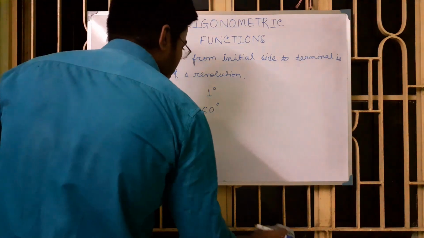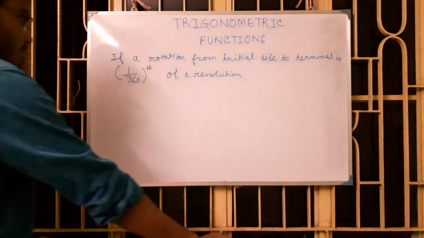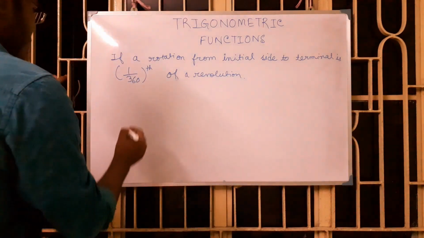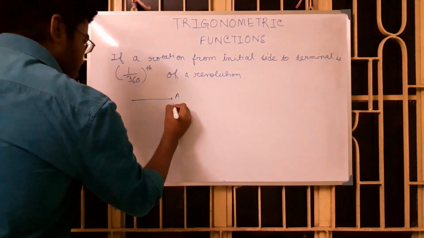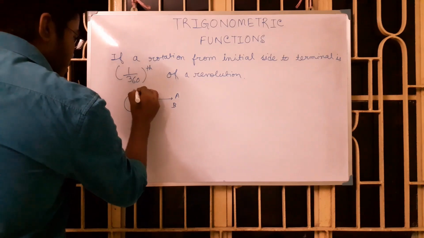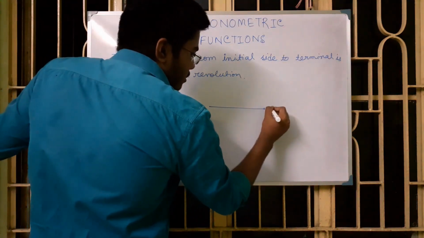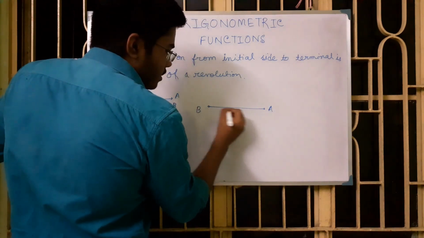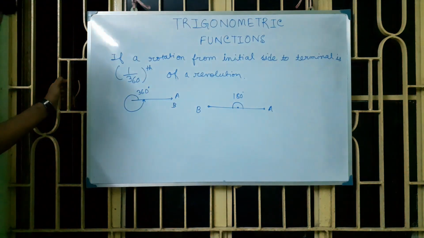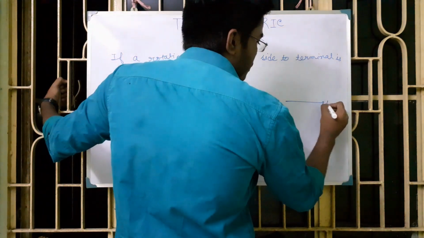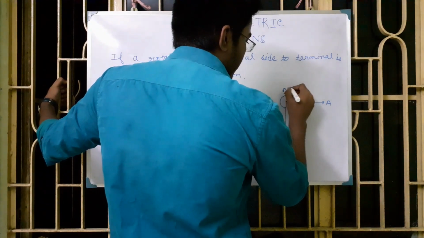Now some things you must know. If this is A, this is B, this is 360 degree. This is A, this is B, then this is 180 degree. All of you know, this is 270 degree.